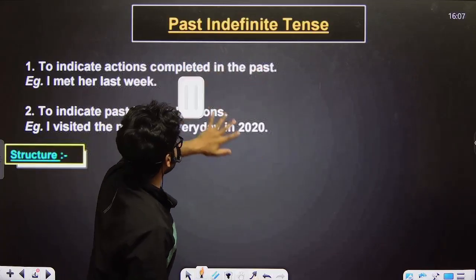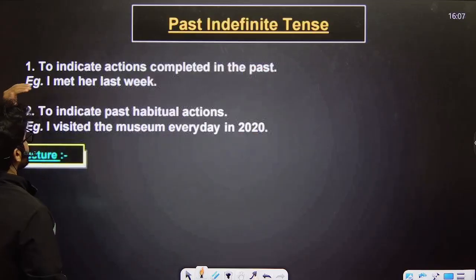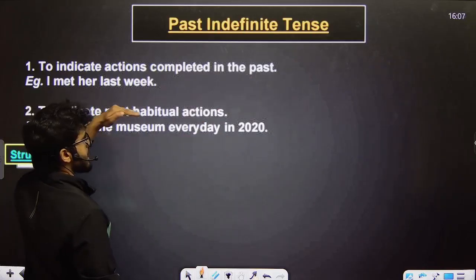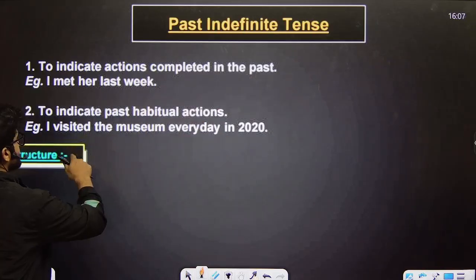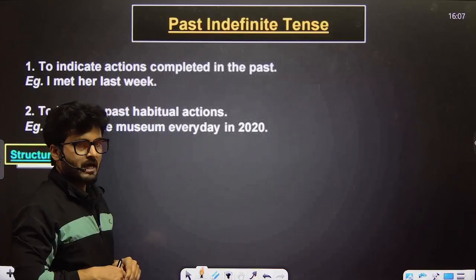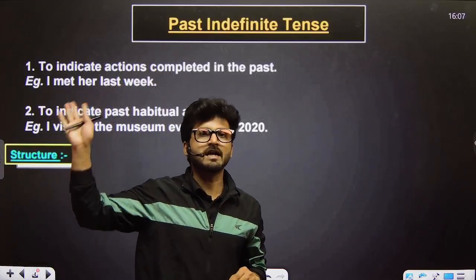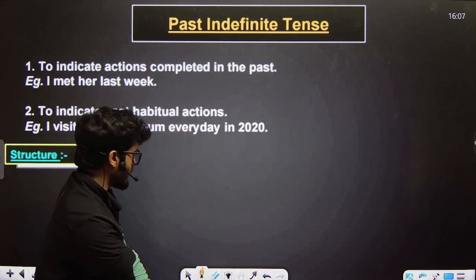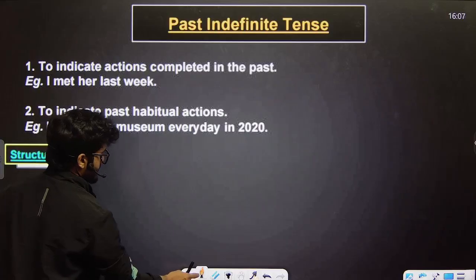Moreover, it is used to indicate actions which are completed in the past as well as past habitual actions. Like, I visited the museum every day in 2020. Now I am not visiting, I used to visit it. For that it is said that I visited the museum every day in 2020. So what will be the structure? We are going to discuss this structure.